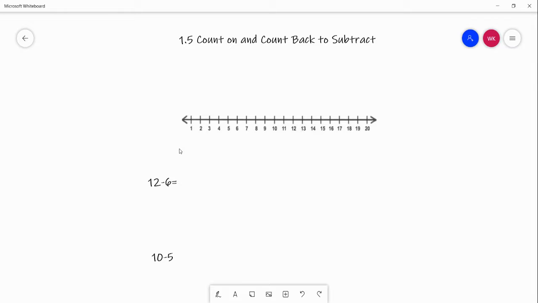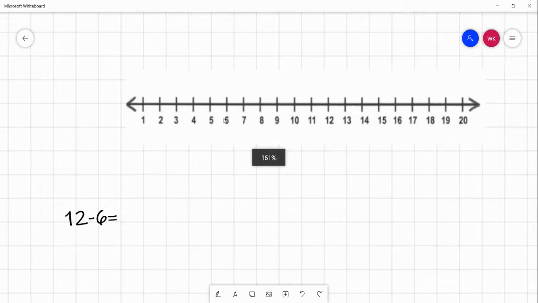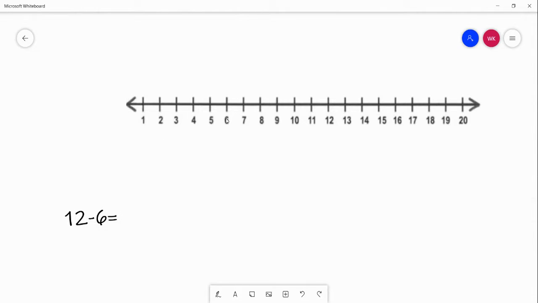So let's start with our first one. We are going to count on. So that means that we are going to start at the lower number. So the lower number is 6. So we are going to start at 6. And we are going to count on to get to 12.